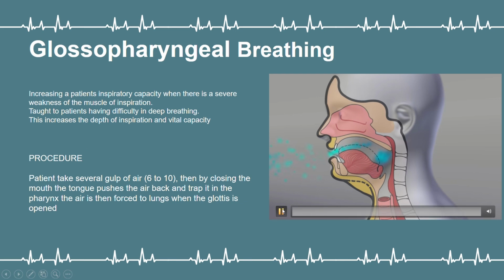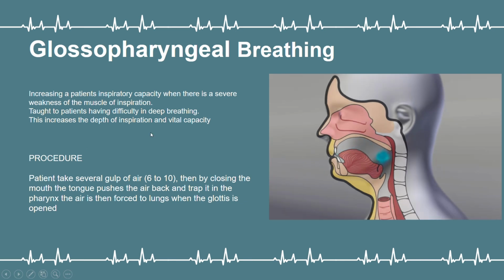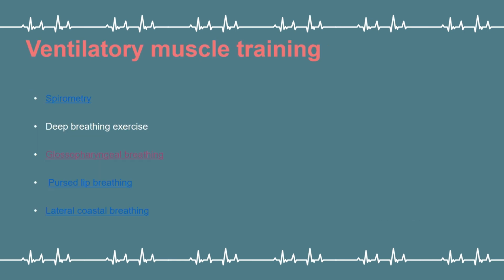As we can see in the video, the tongue and lips close, trapping air in the pharyngeal space. The tongue moves upwards to the soft palate, forcing the bolus of air. Next, what we see is pursed lip breathing.